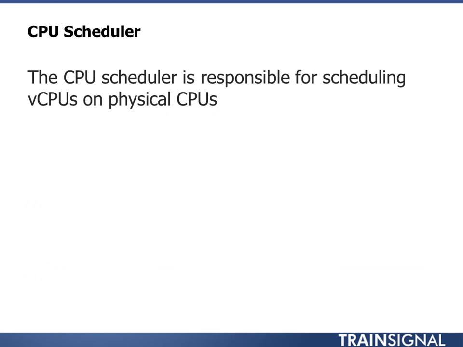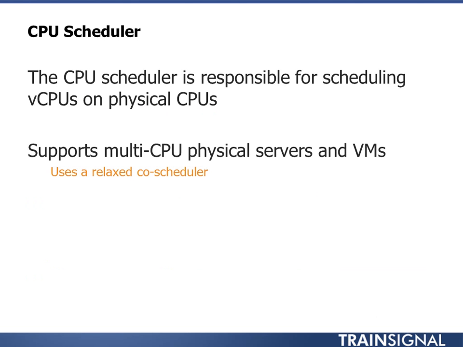The CPU scheduler is responsible for scheduling vCPUs on physical CPUs. It supports multi-CPU physical servers and VMs. It uses what we call a relaxed co-scheduler. Relaxed meaning it tries to schedule multiple virtual CPUs as close together as it can, but it doesn't have to do them all at the same time every time. If you had a 4 vCPU VM and it had to schedule all 4 of those vCPUs at the same time every time, it would be tough to share CPUs and sockets and be able to actually manage that. So it's called a relaxed co-scheduler.